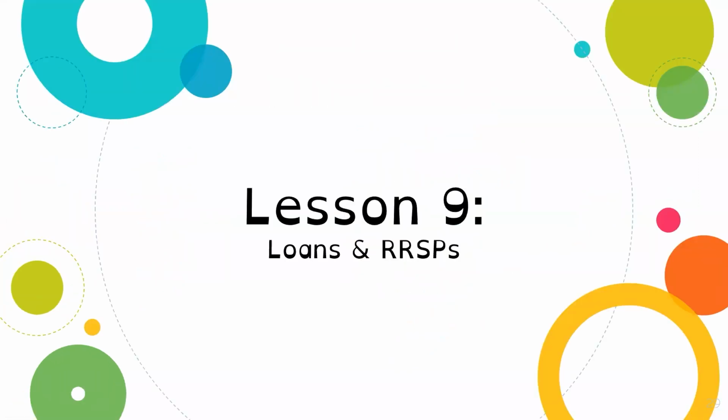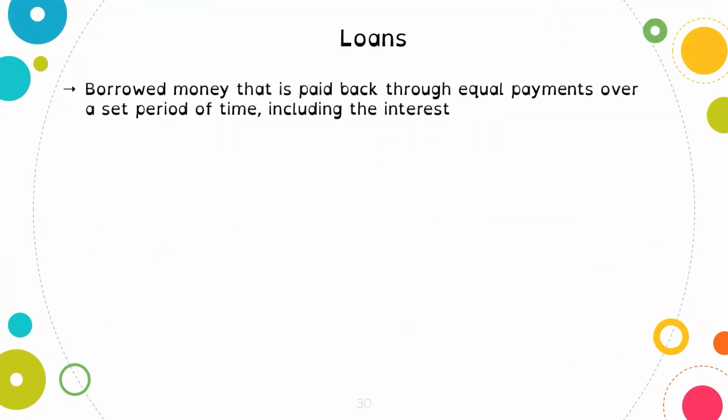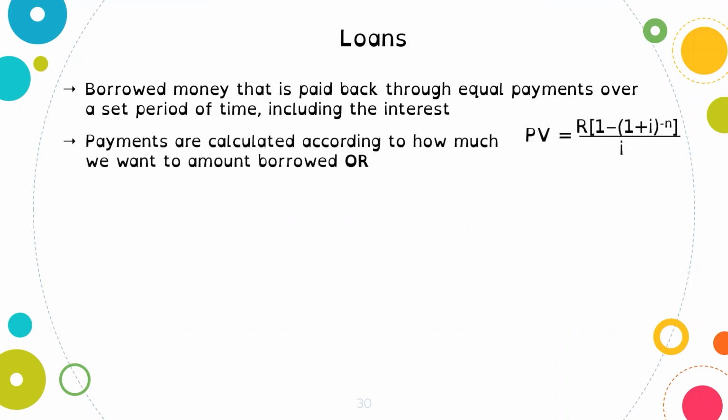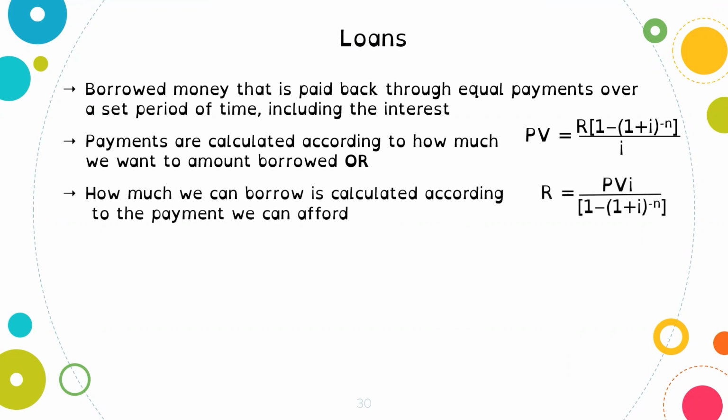Okay, lesson 9 is loans and RRSPs. So loans is when you borrow money and you have to pay it back in equal payments over a set period of time, including interest. So your payments are calculated according to how much you want to borrow. So that's PV equals R. Or how much you can borrow is calculated according to the payments you can afford. I have them backwards in terms of these situations, but the formulas still are both correct.